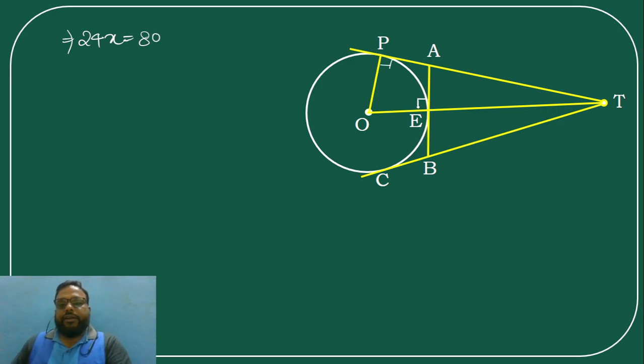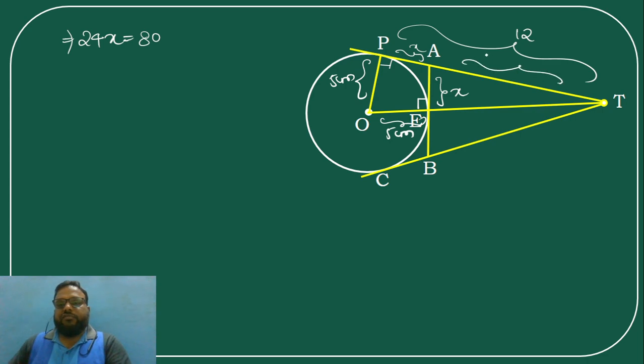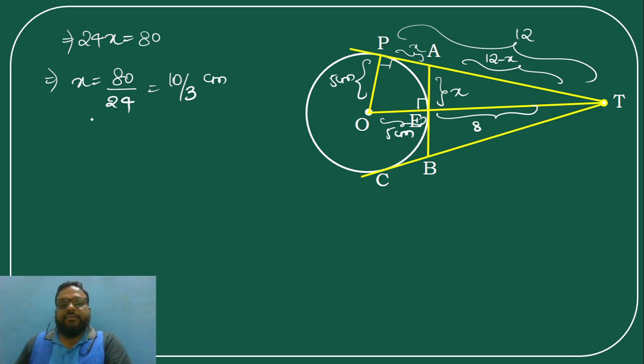We already know this one. Just I'm writing it here. This is 5, and this is 5. This I took as X. So obviously this also will be X. This complete is 12. This part becomes 12 minus X. And this is 8. Okay. So from here X is equal to 80 by 24. That is nothing but 10 by 3 centimeters. Now I got the value of AE. That is X as 10 by 3 centimeters.